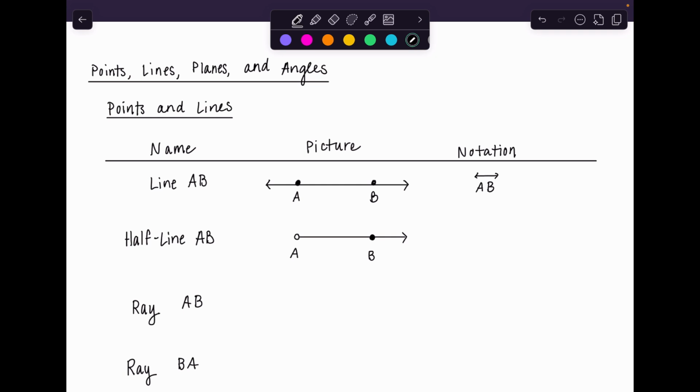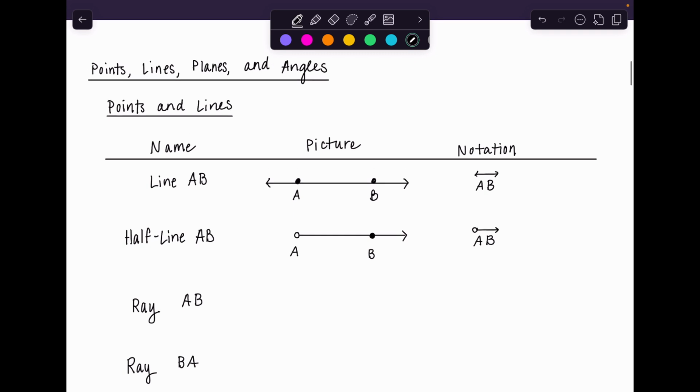But filled in means we actually go through that point. So A is the start, but I still don't include that on the half line. So notationally, again, I want to say I start at A and I head in B's direction, and I have a half line, so an arrow just in one direction. And then I use that open circle to indicate that I don't include this endpoint.